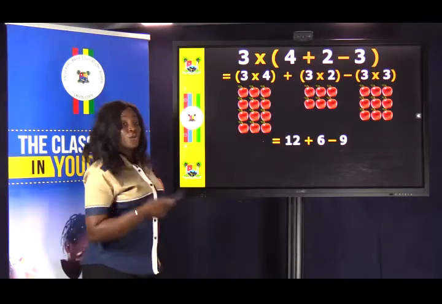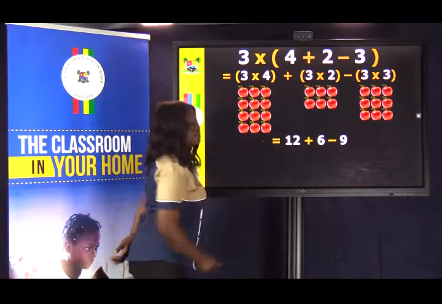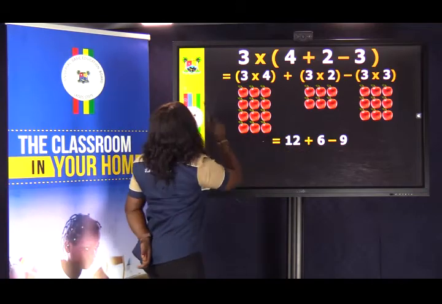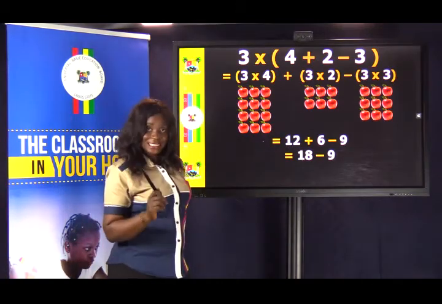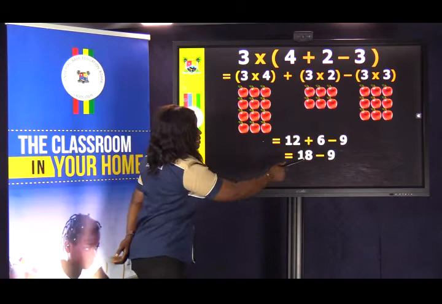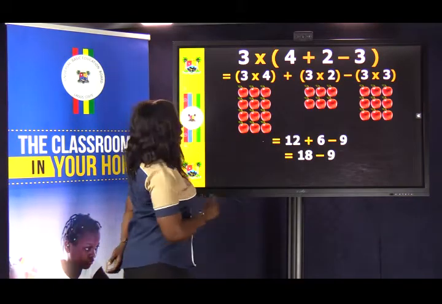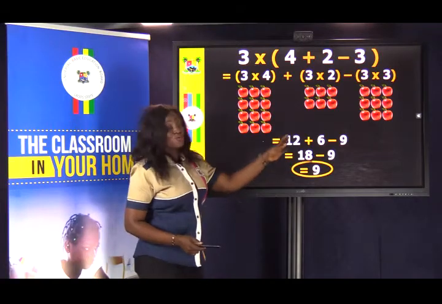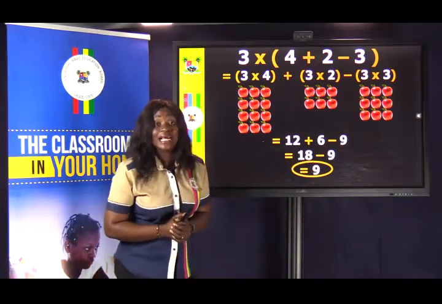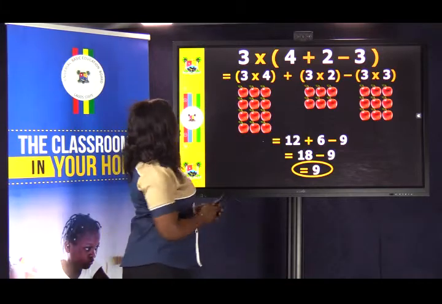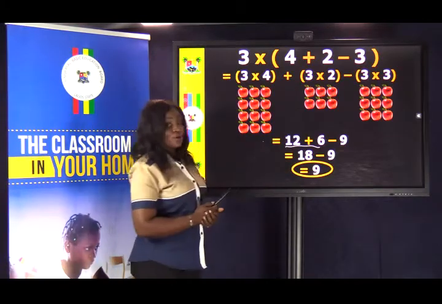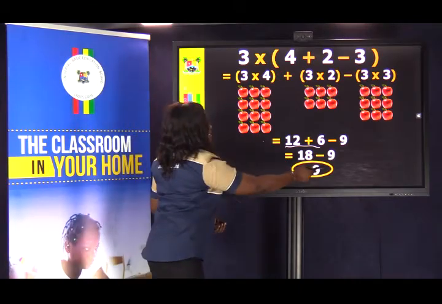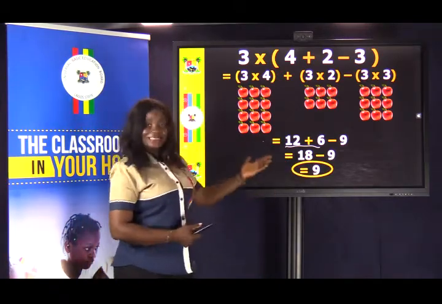Let's count 12. You first of all solve 12 plus 6 before you solve your subtraction. When you count 12 and you count 6 and add them together, you have 18. You see that I wrote my 18 minus 9 down. Then I'll count 18 and take away 9 to get 9. When you try to do everything at the same time, you might make a mistake. So you first of all tackle the first two. 12 plus 6, you get 18. When you get 18, you subtract 9 from 18 to get 9.